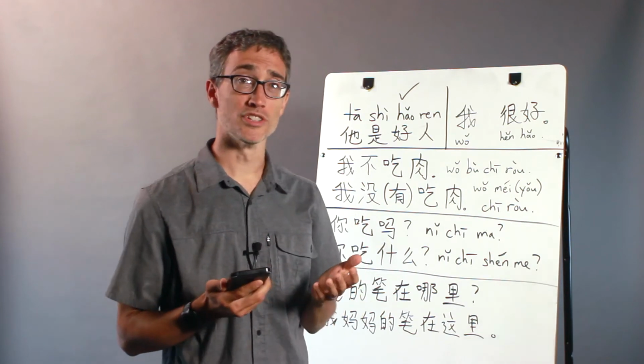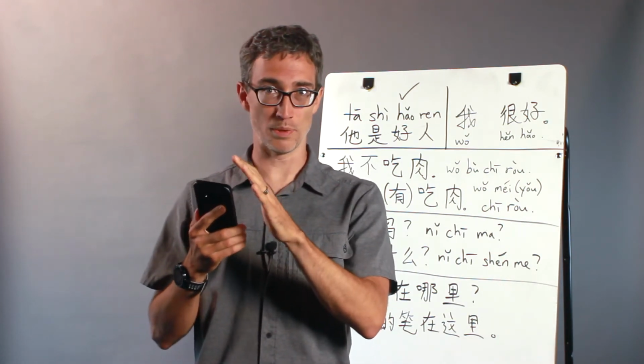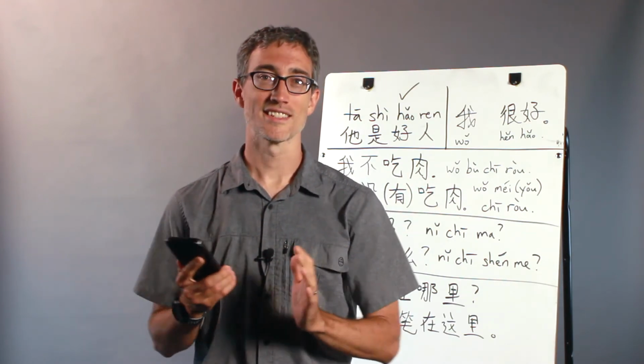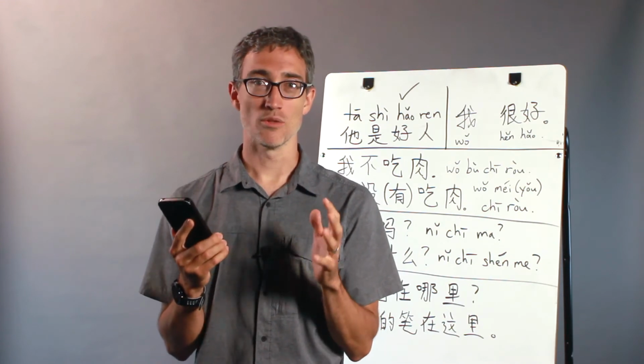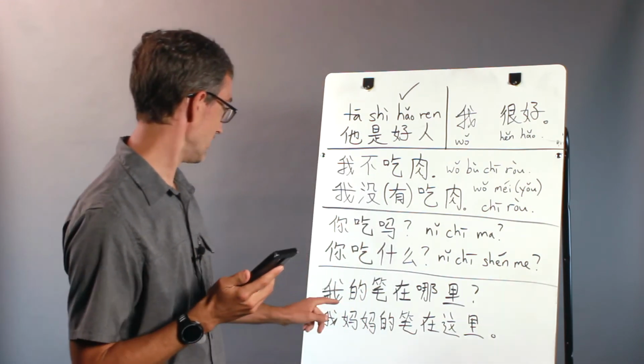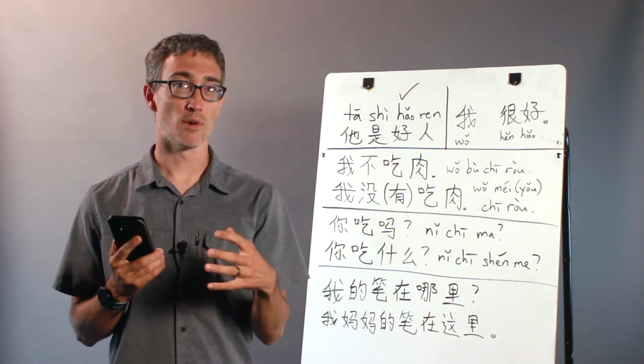We learned about the little word "de." "De" is this powerful little word that is ubiquitous in Chinese. It's all over the place, in almost every sentence. You'll see it and hear it so many times. It marks an adjective or marks a possessive.